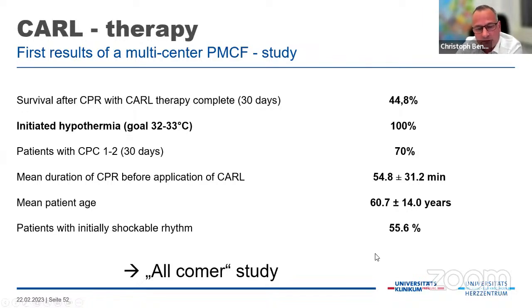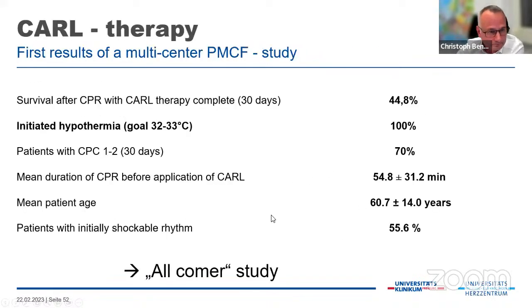The mean duration of CPR was 45 minutes. The mean patient age was 60.7, and 55.6% of the patients had an initially shockable rhythm. So we have an all-comer study. All patients were included in the study until now.